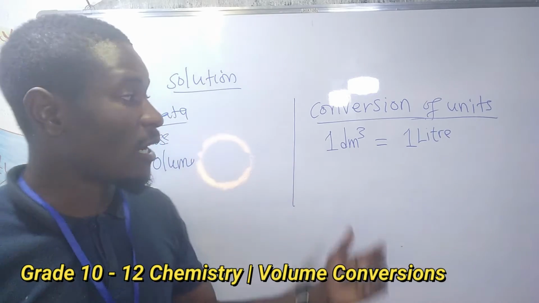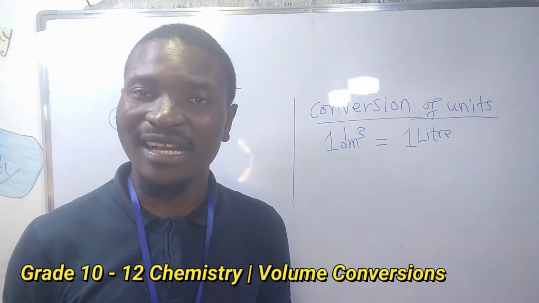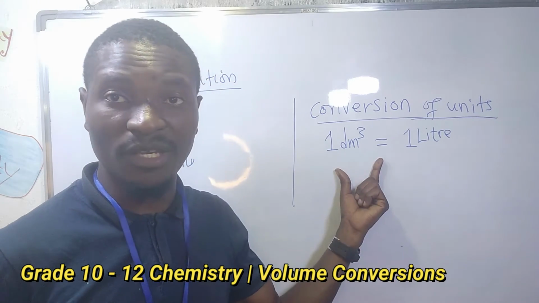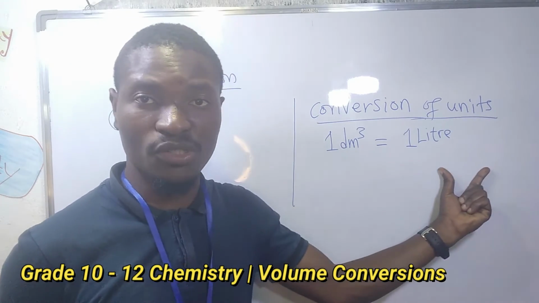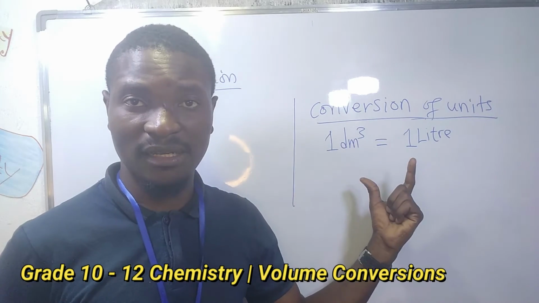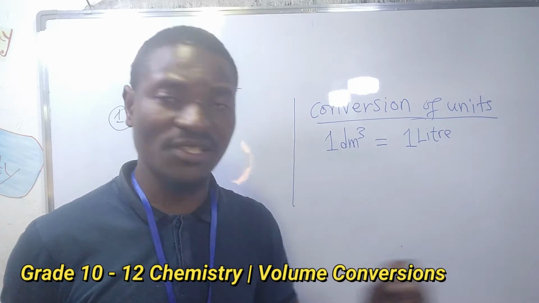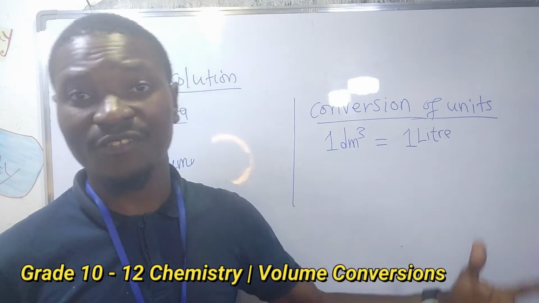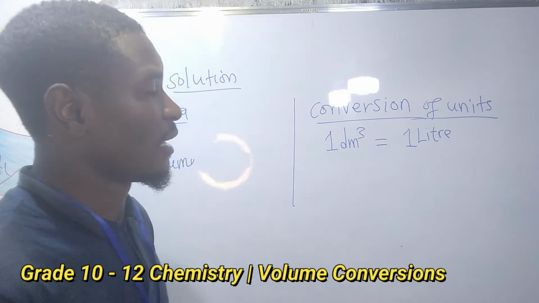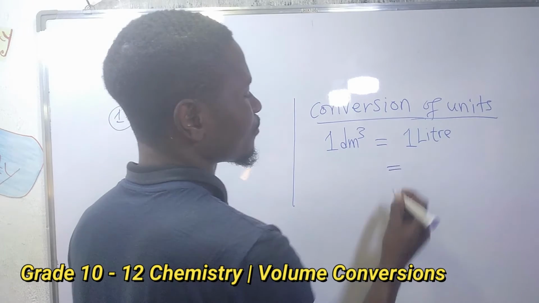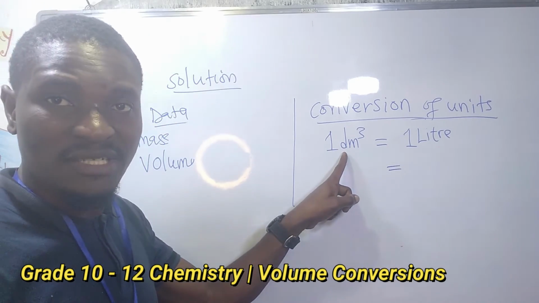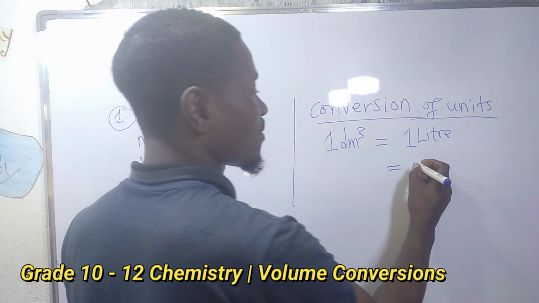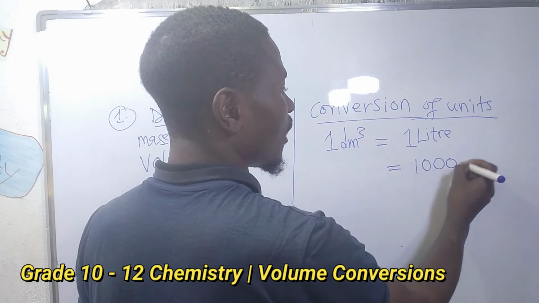Now the first thing that you're supposed to understand is that 1 cubic decimeter is always equal to 1 liter. So 1 cubic decimeter is the same as 1 liter. 5 cubic decimeters is the same as 5 liters. Okay, and then now 1 cubic decimeter, in terms of centimeters, is going to be 1,000.